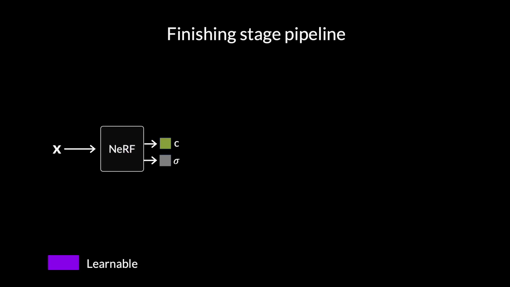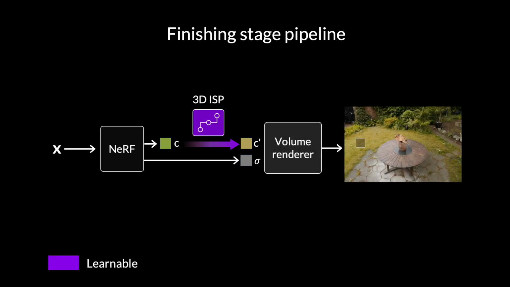Next, in the finishing stage, to upgrade 2D editing to 3D volume, we also propose a 3D ISP. For each input point x, the 3D ISP will transform the radiance color of the query point to a new color. After that, the volume renderer can render the radiance field with the transformed new colors.